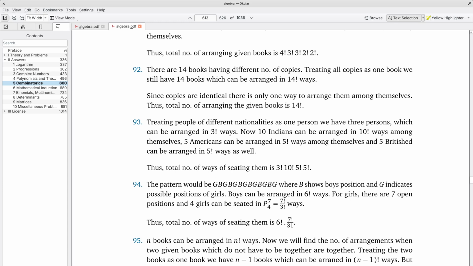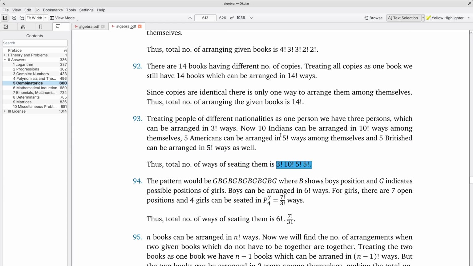So we treat people of the same nationality as one person. We have 3 persons, which can be arranged in 3 factorial ways. Now 10 Indians can be arranged in 10 factorial ways among themselves, 5 Americans can be arranged in 5 factorial ways, and 5 Britishers can be arranged in 5 factorial ways as well. The total number of ways of seating them is 3 factorial multiplied by 10 factorial multiplied by 5 factorial multiplied by 5 factorial.